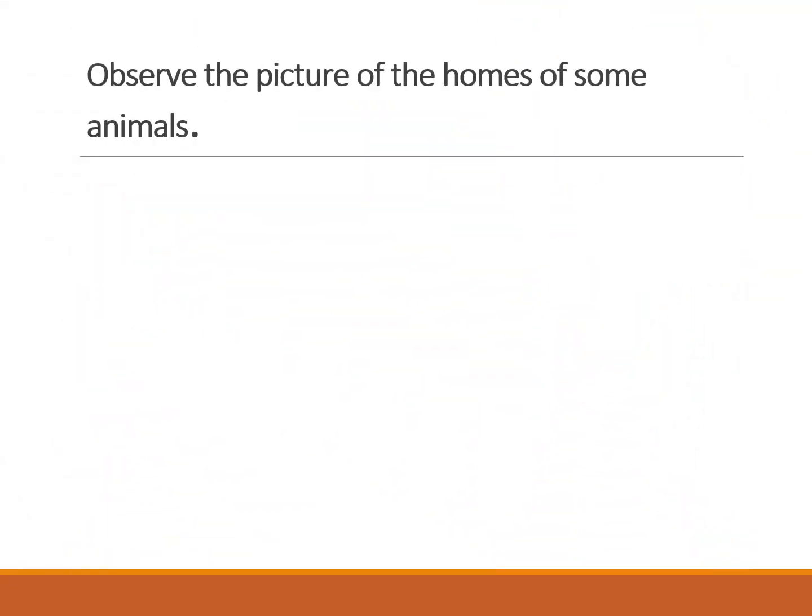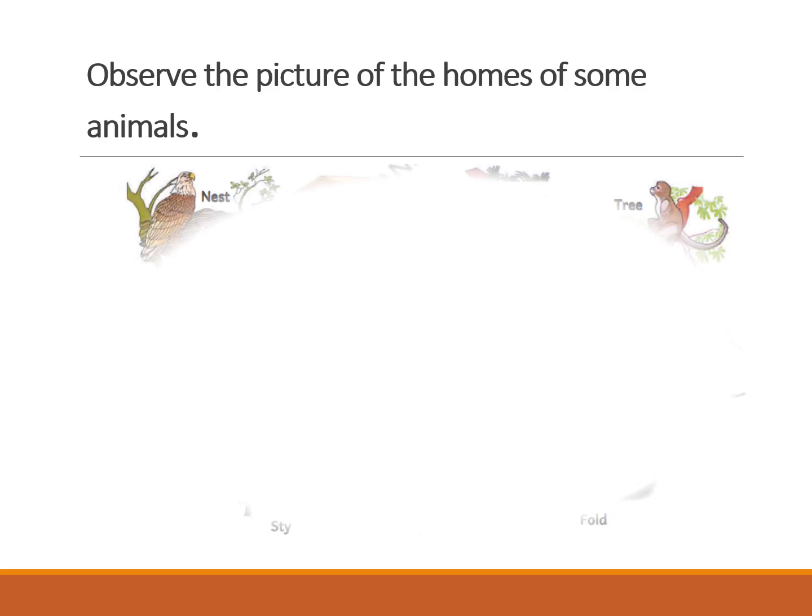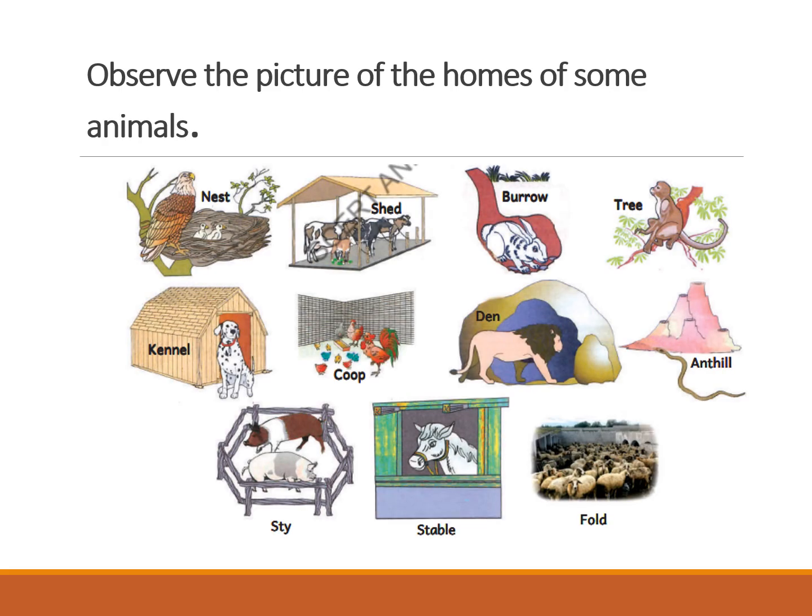Children, observe the picture of the homes of some animals. See this picture. Here are so many animals and birds, and where they live. These are the names of the shelters. So we will see every picture in particular detail.